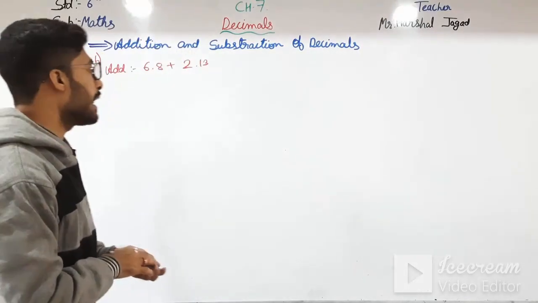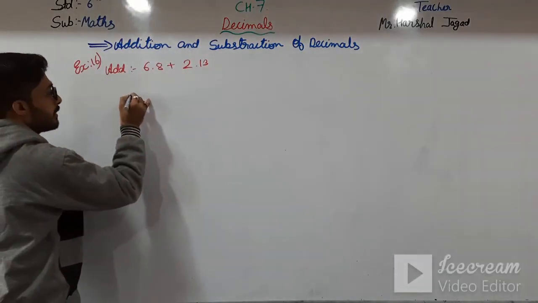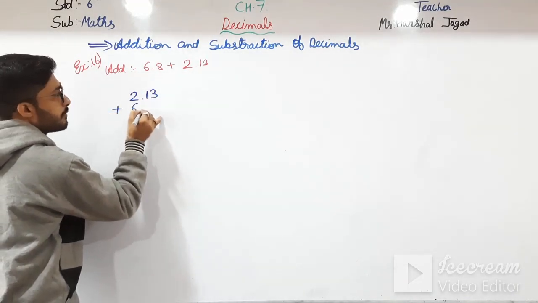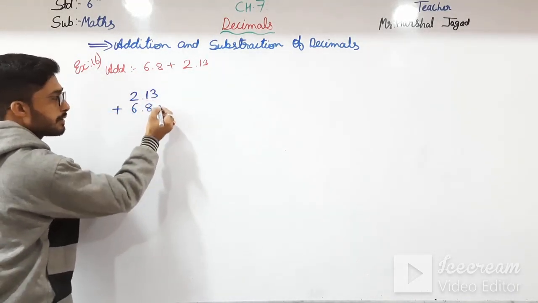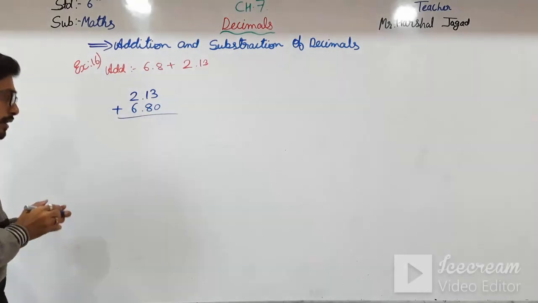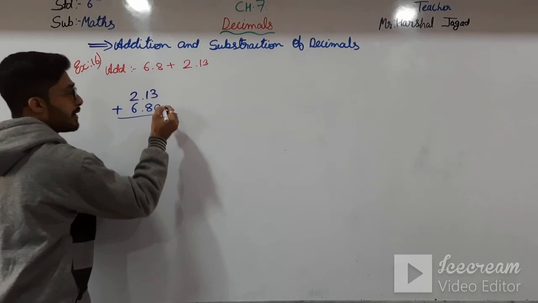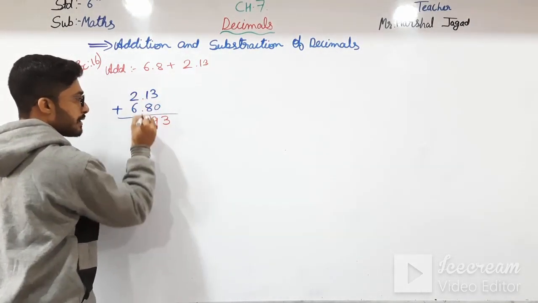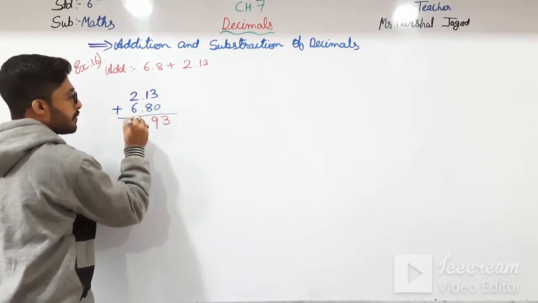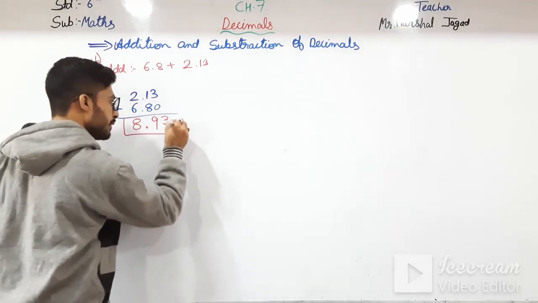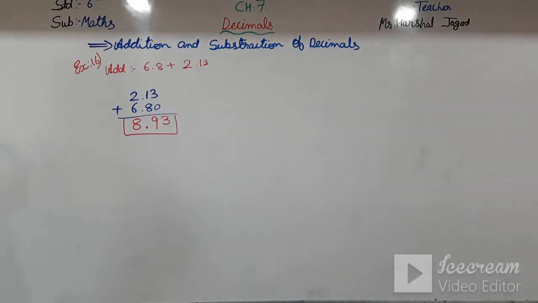So how will we add this? Here it is 2.13 plus 6.8, and if there is nothing here, then we can just add a 0 over here. So 3 plus 0, that is 3, 8 plus 1, that is 9, and the decimal will remain here, and 6 plus 2, that is 8. So our answer is 8.93.